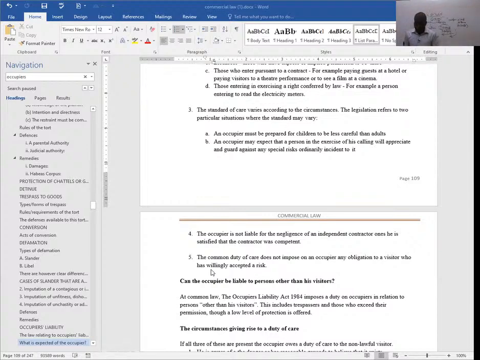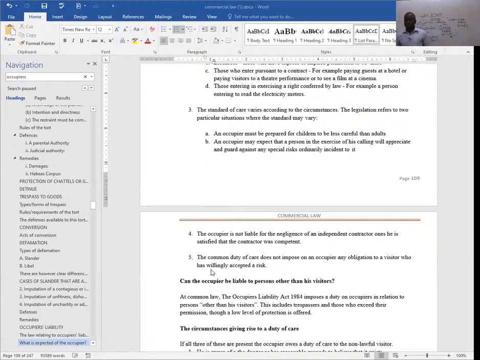So that's why they're saying that in case of services provided by an independent contractor that come with that particular building or premises, the occupier might not be held responsible, but that particular independent qualified contractor will be held personally responsible. Then the common law duty of care does not impose on an occupier any obligation to a visitor who has willingly accepted the risk.